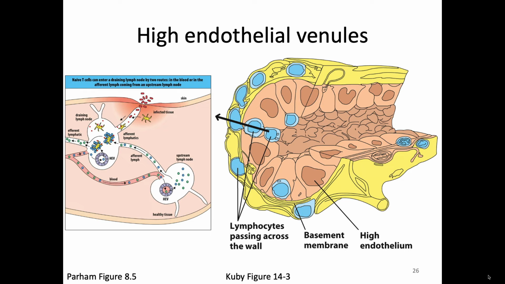The reason is because these cells that make up the wall, which are the endothelial cells, are tall. They're like tall, skinny rectangles. So they're high because they're tall. So it's a venule that's made of high endothelial cells. And like I said, it took me an embarrassingly long amount of time to have any clue what that meant. So I'm just telling you, make your life easier.